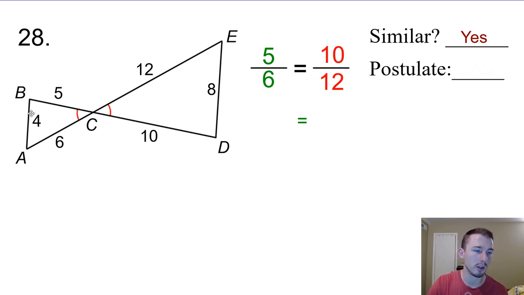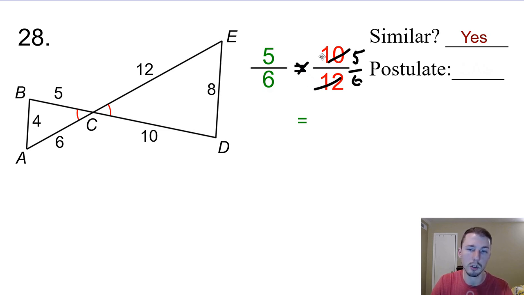So the smallest side of 4 clearly goes with the smallest side of 8 over here. The medium side of 5 goes with the medium side of 10. And the biggest or longest side of 6 goes with the longest side of 12. Really, you just have to look at the ones in the middle. So is this true? Well, if we reduce the fractions here, sure enough, that's going to be 5/6 equal to 5/6. So when we cross multiply, it's all good.